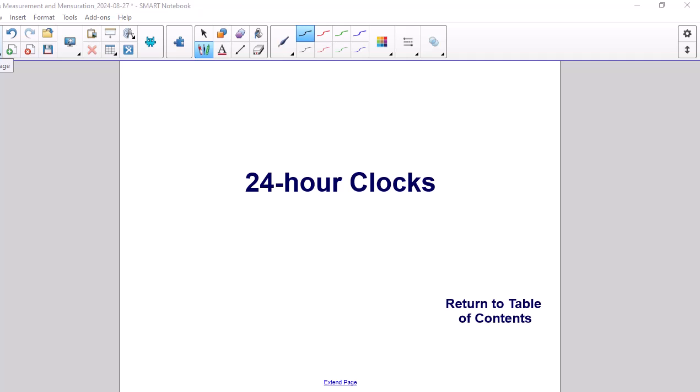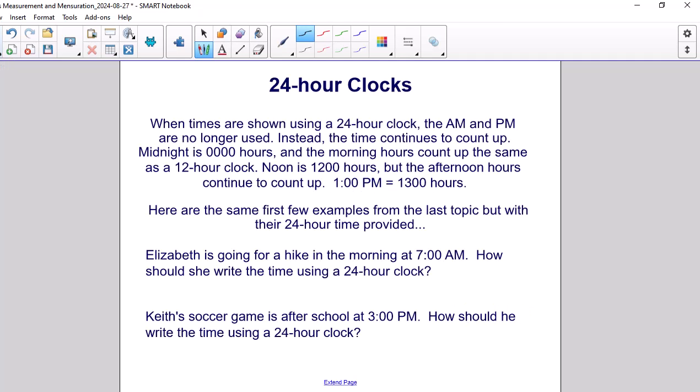24-hour clocks. In this unit, we're going to discuss telling times on a 24-hour clock. When times are shown using a 24-hour clock, the AM and PM are no longer used. Instead, the time continues to count up. Midnight is 0000 hours, and the morning hours count up the same as a 12-hour clock. Noon is 1200 hours. But the afternoon hours continue to count up. So 1 o'clock p.m. would be 1300 hours.